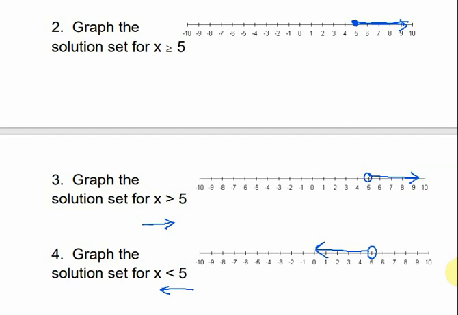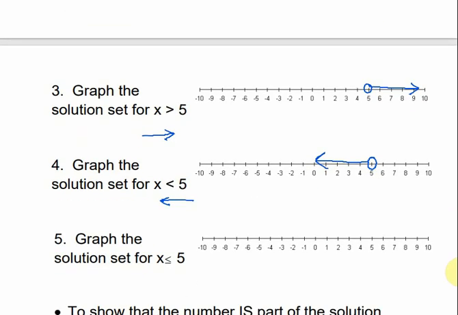If it's not first, you can just flip it around to make it work. For example, if I had 5 is greater than x, I could flip everything. I could put the x first, but I have to flip the inequality and then the 5. And now these two things are equivalent, but this is the one that shows me which direction to draw my arrow.